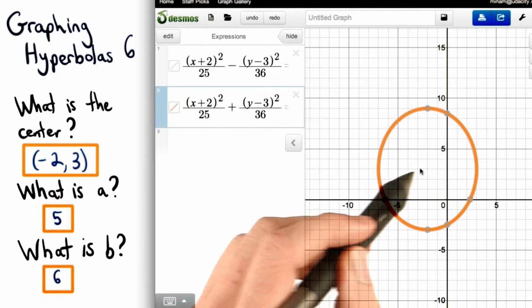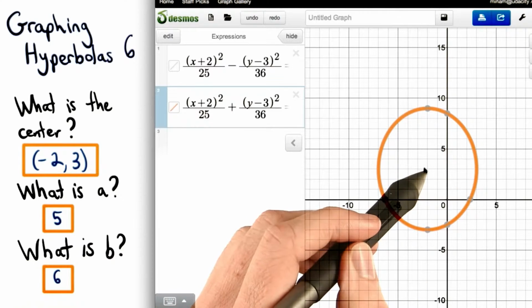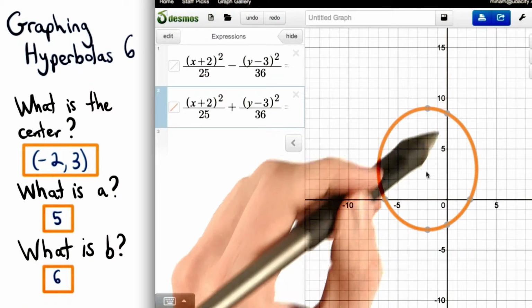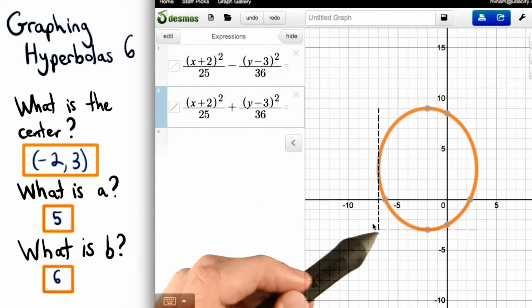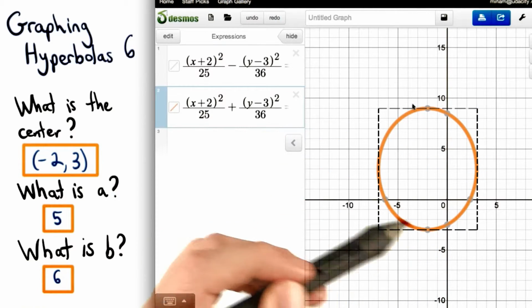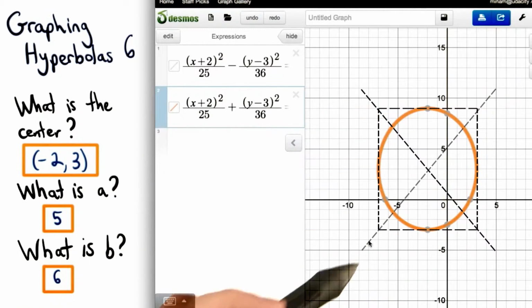We move 5 units left and right from the center, and 6 units up and down from that center to form our ellipse. Now we draw in our dashed rectangle around our ellipse, and then we draw in the 2 diagonals. Now we're ready to create our hyperbola.